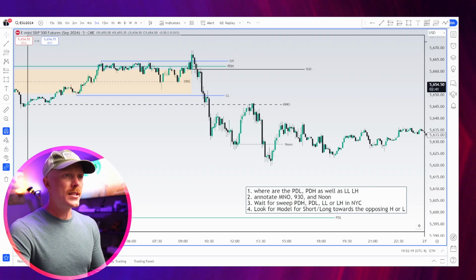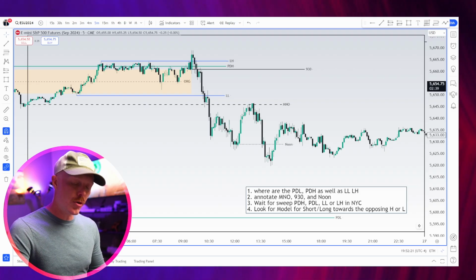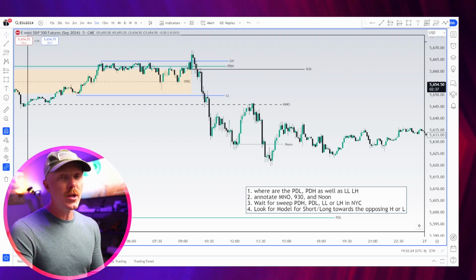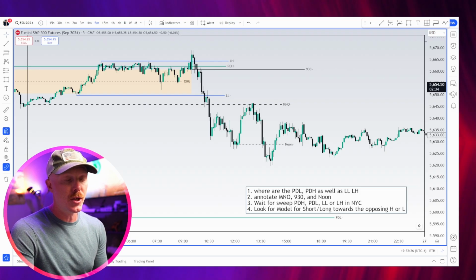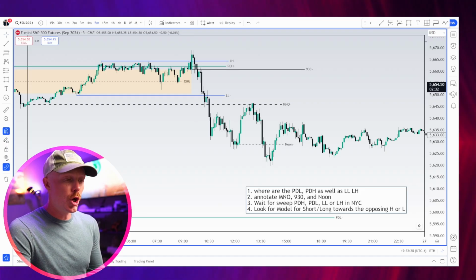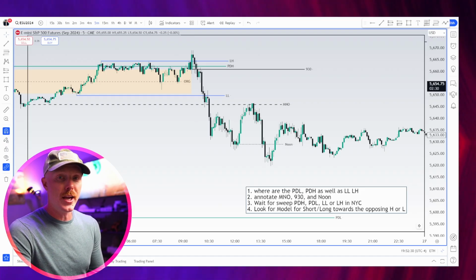Step number 4 is going to be to identify your model to either go short or long, and then you want to target the opposing side of liquidity. That means if you're going short, you're going to want to look for a short target like a swing low or an imbalance, a key level on the lower side of the chart.